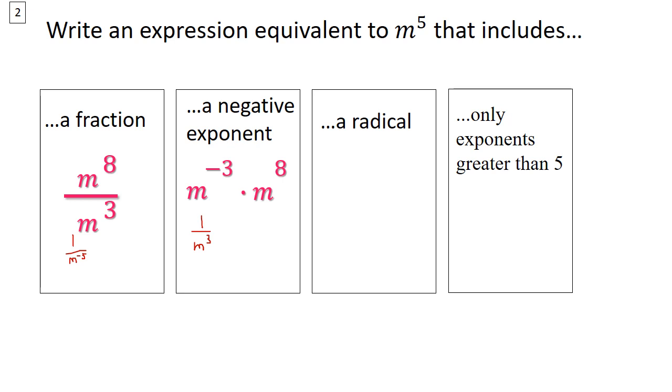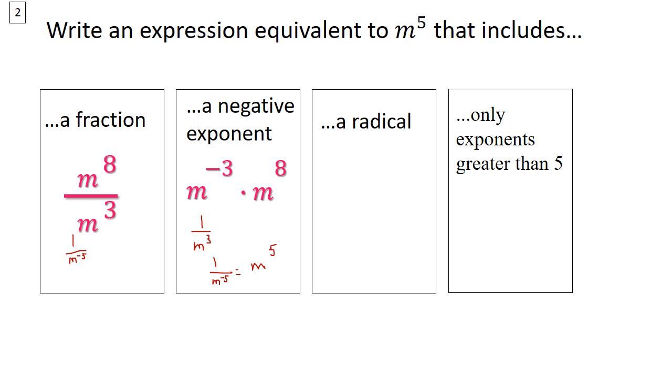So why did this 1 over m to the negative 5 work? Well, 1 over m to the negative 5 would also work on this answer because that has a negative exponent, which means that I'm actually going to bring it to the top because it's already in the bottom. So that would be equal to m to the positive 5. So that would work too.